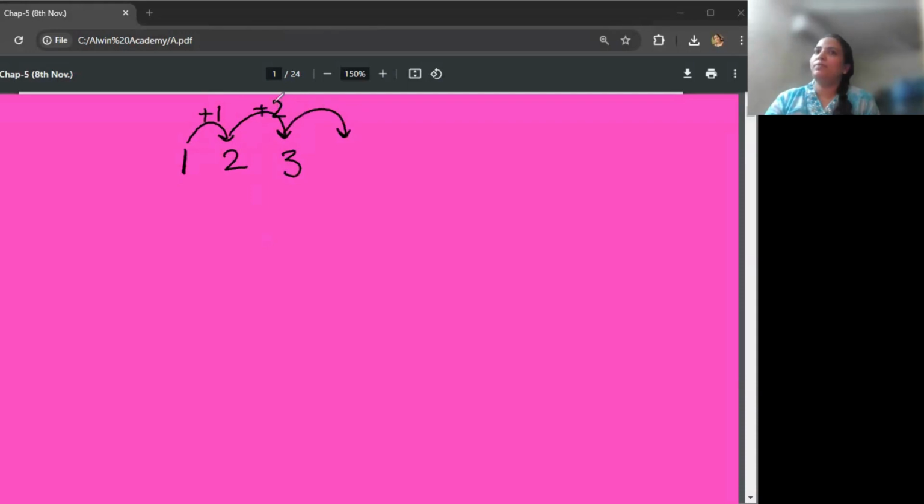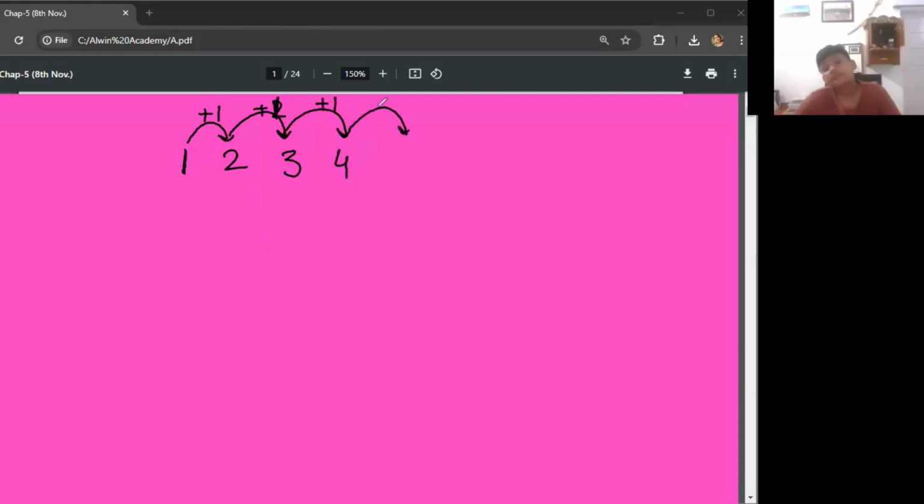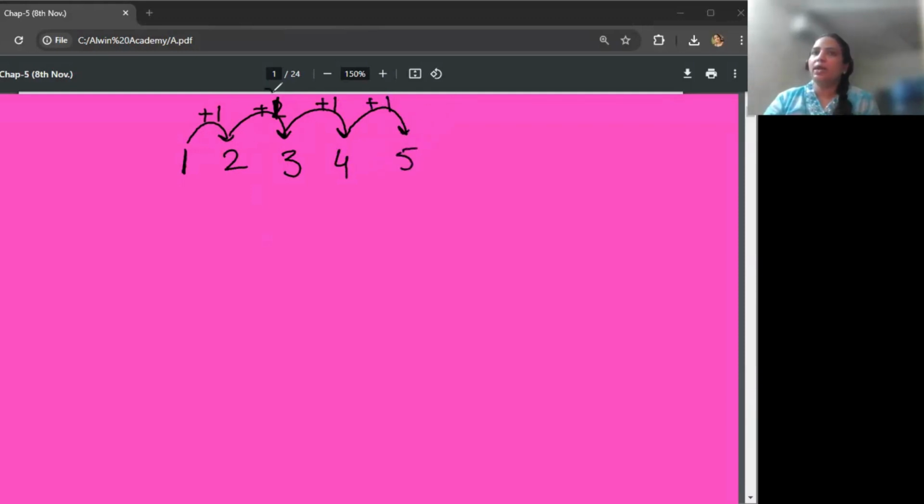If I add one more to it, it will be four. If I add one more to it, it will be five. So on adding the same common term to the previous number, you are getting another term. This is called arithmetic progression. Whenever you're adding or subtracting the same thing and you're getting consecutive terms, that is called an AP, arithmetic progression.